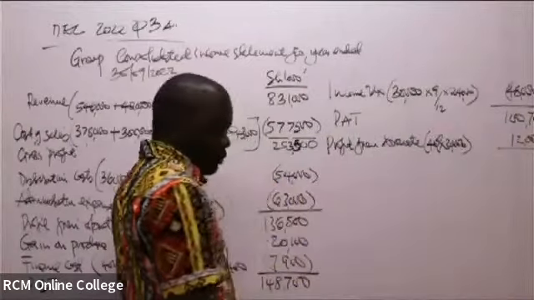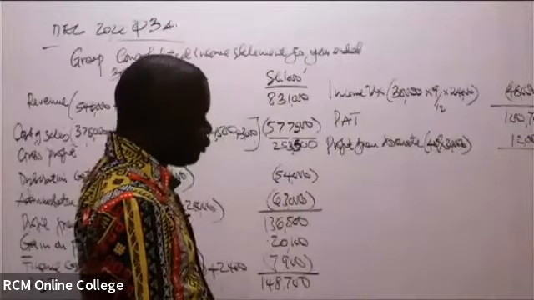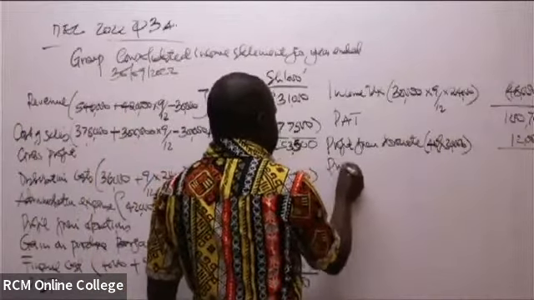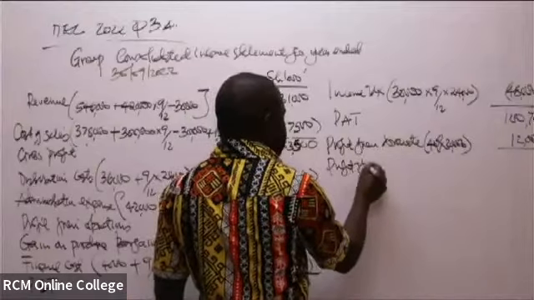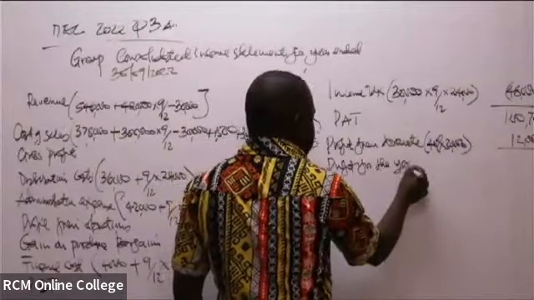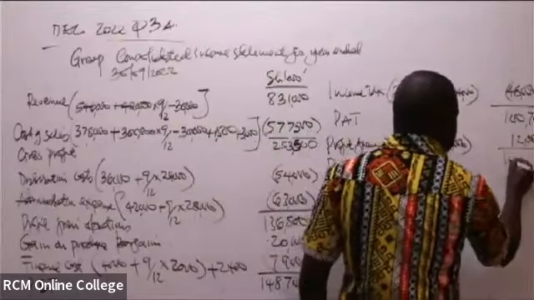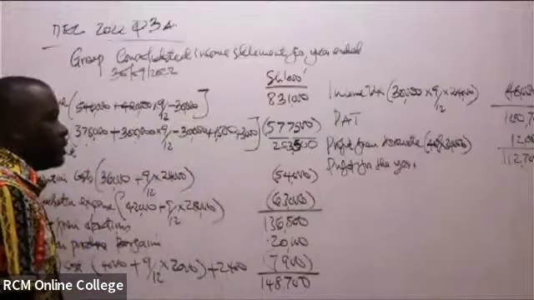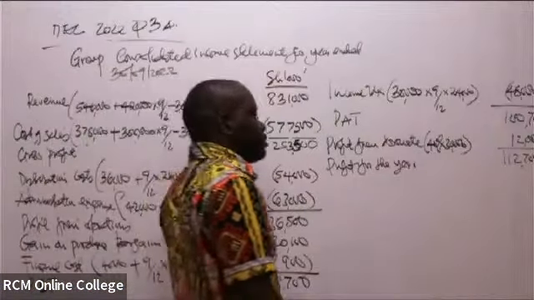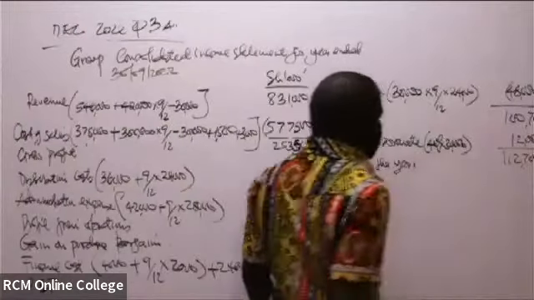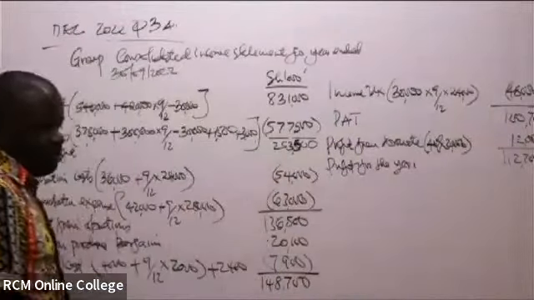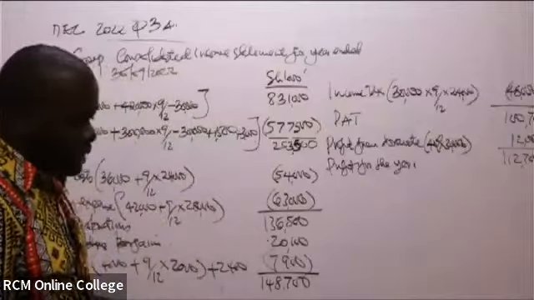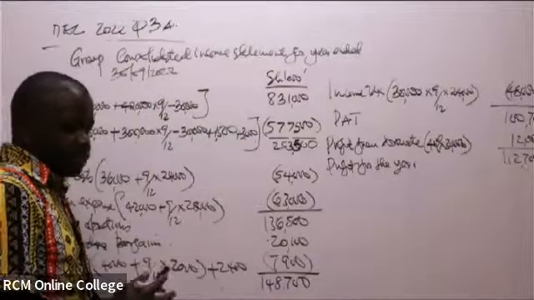So it means in this case, our profits will likely be how much? 112,700. So the profits for the year for the entire group are 112,700. But now there are those profits that will end up being taken up by the non-controlling interest.